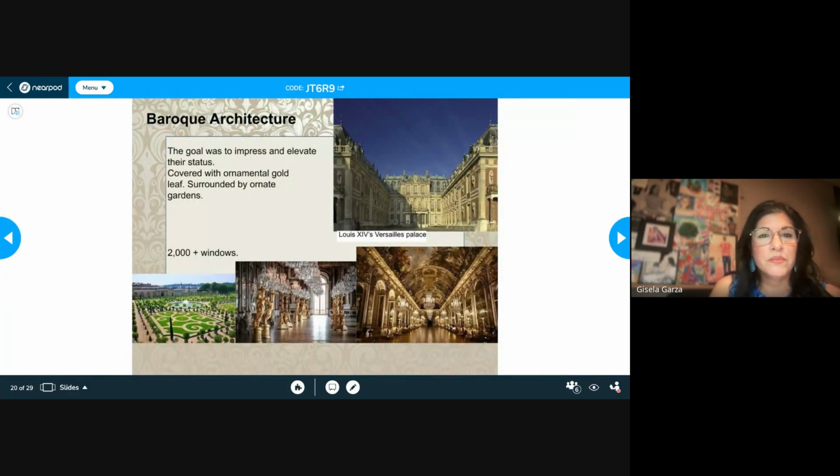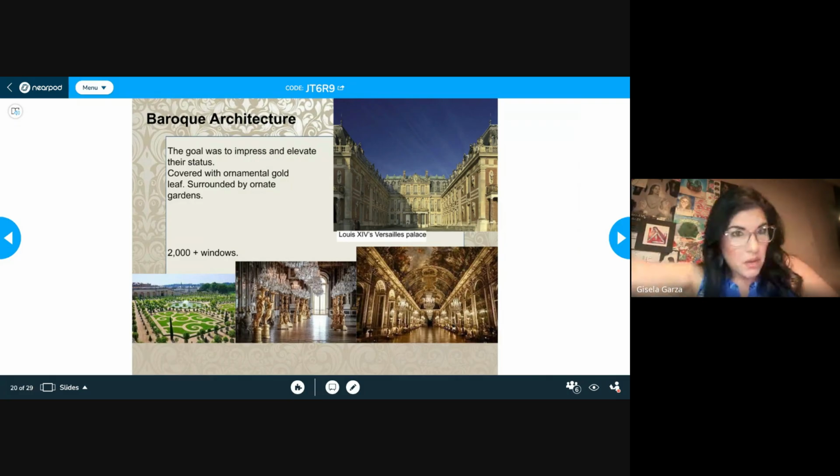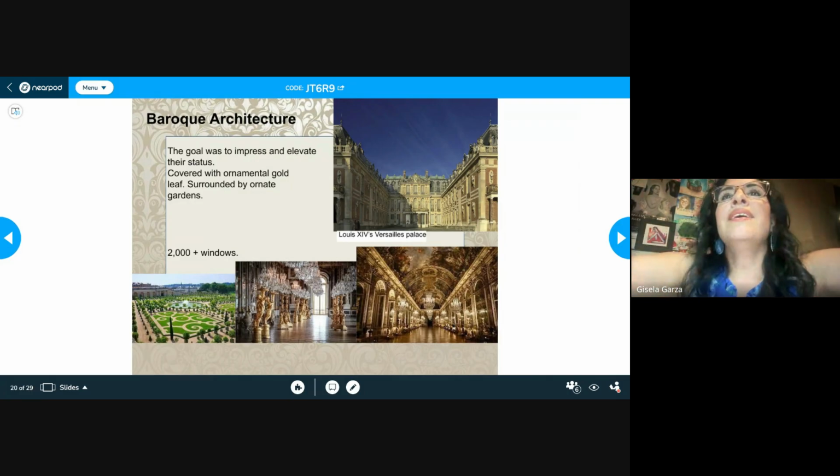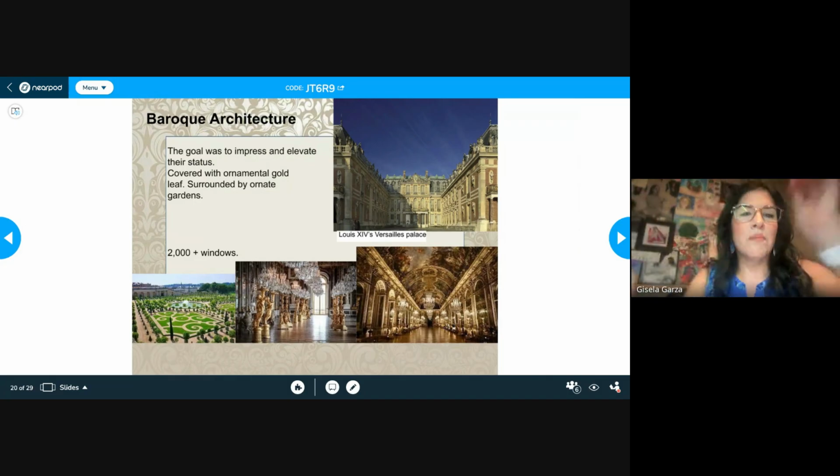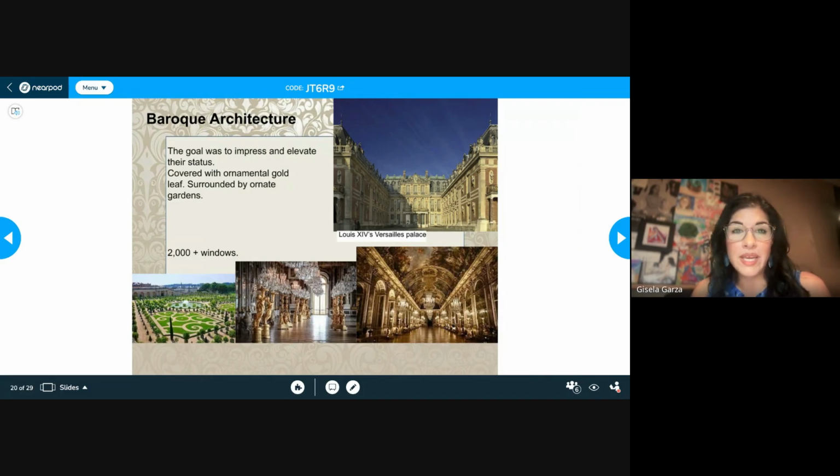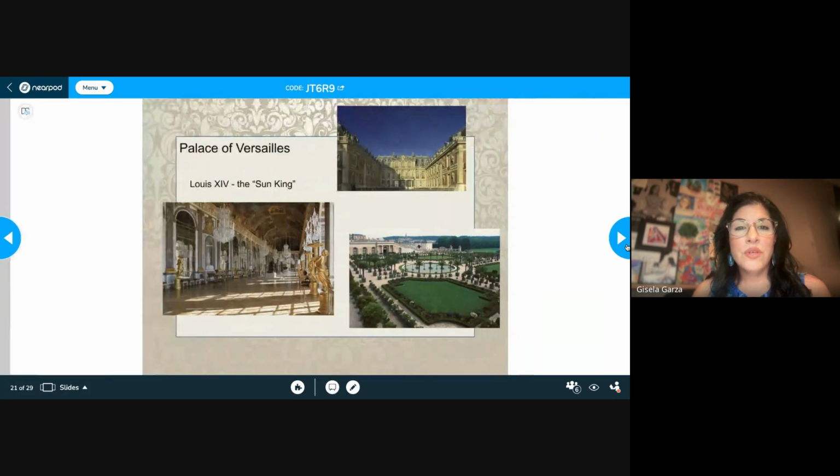Baroque architecture. The goal was always for the architecture, because this is when everything is over the top now. Things are dramatic, things are over the top. So it was to impress and elevate their status. It was covered with ornamental gold leaf, and it was surrounded by beautiful, very intricate gardens. A lot of the architecture had 2,000 plus windows on it. So you can just imagine the manwork that it took to create something like that. But it was over the top.